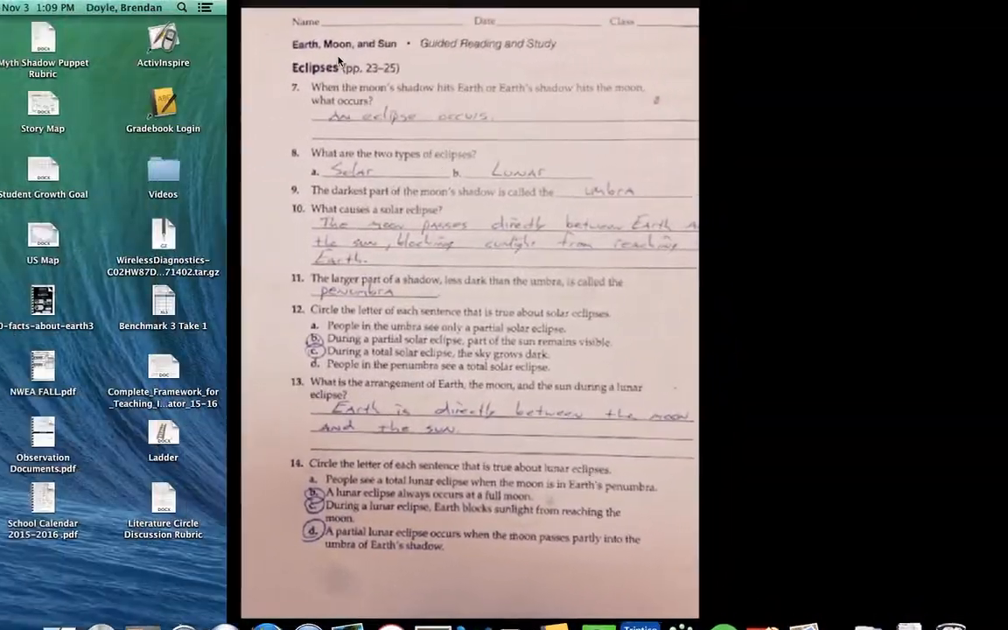Up next, question 7. When the moon's shadow hits Earth, or Earth's shadow hits the moon, what occurs? An eclipse occurs. So there's solar eclipses and lunar eclipses. We had a really cool lunar eclipse a couple months ago. The darkest part of the moon's shadow is called the umbra.